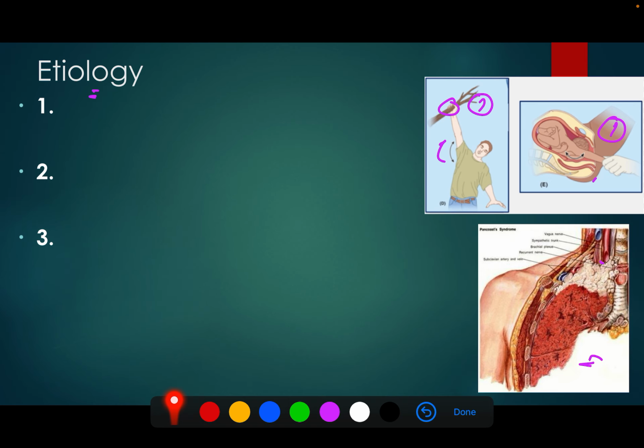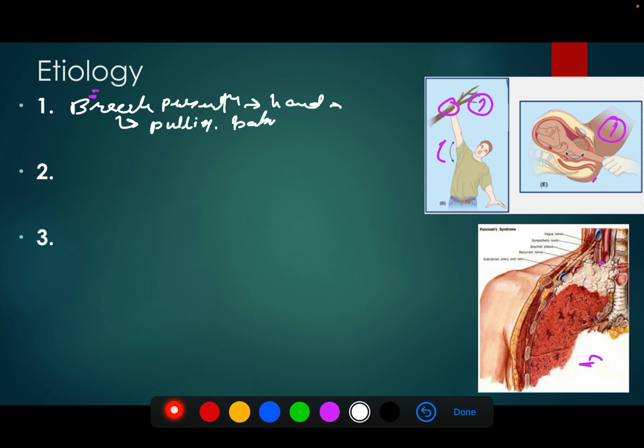So what are the etiologies? In the etiology, we can see the etiology number one. What is the number one etiology? That is the breech presentation. Breech presentation, where the presenting part is the hand. That's why the sister is pulling the baby by the hand, right, during the delivery. And another point is that person is hanging over here. That means hanging over the tree, hanging or grabbing the tree branch, right?